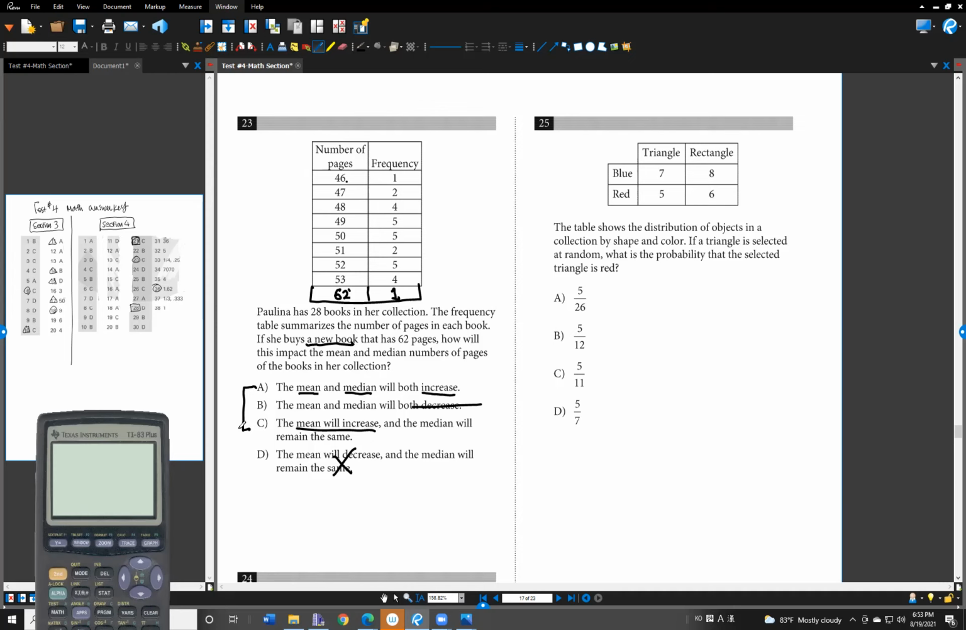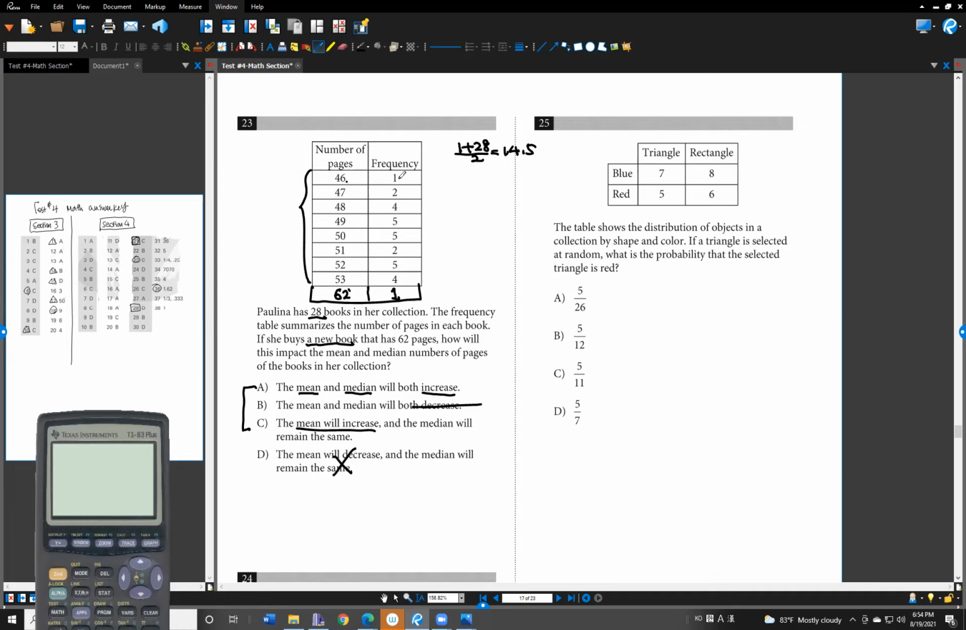Now we check what happened to the median. Does the median increase or remain the same? From here, there are 28 books. Which one is the middle? Always use the right formula, okay? 1 plus 28, first book, last book 28, divided by 2 equals what? 14.5, between 14 and 15, right?